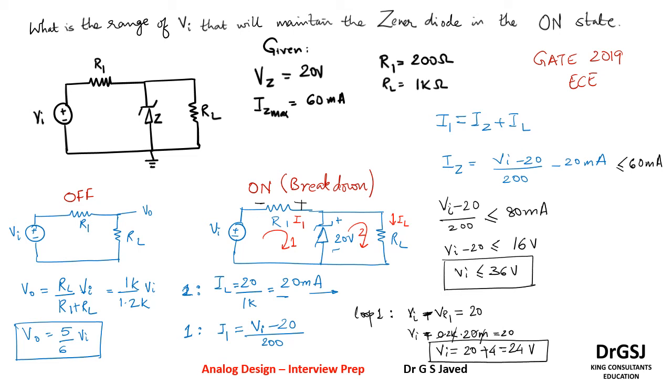So the answer to this question is: the range of Vi that will maintain the Zener diode in the on state has a minimum value of 24 volt and a maximum value of 36 volt. So this is the answer. Thank you.